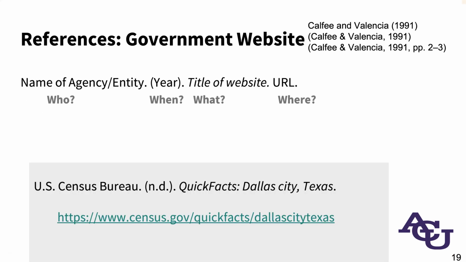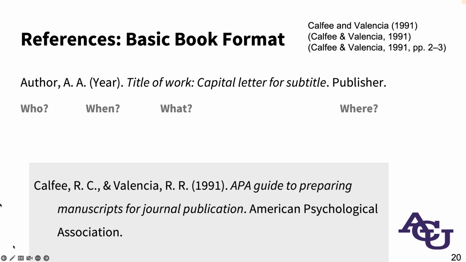So if you were looking at a government website, then you would be asking yourself, okay, well, who made it available? Who published it? When was it published? What's it called? And where do I find it? Now, if we're looking at a book with a single author or a team of authors, it's going to be the same basic format. Who wrote it? When was it published? What's it called? In this case, where do you find it is the publisher name.